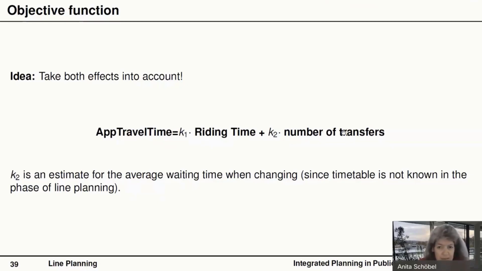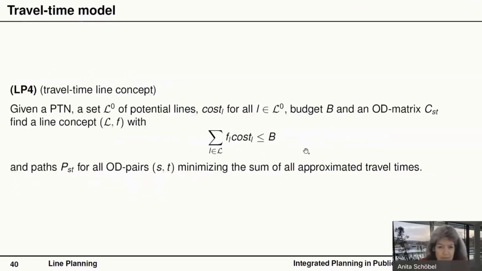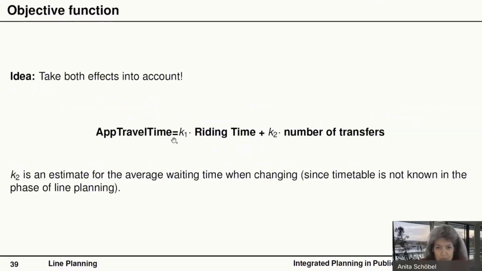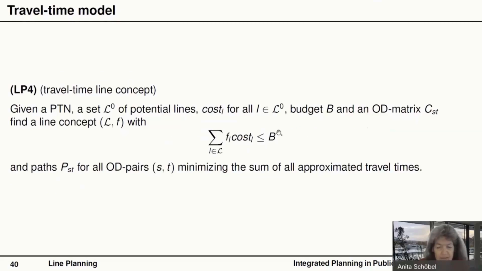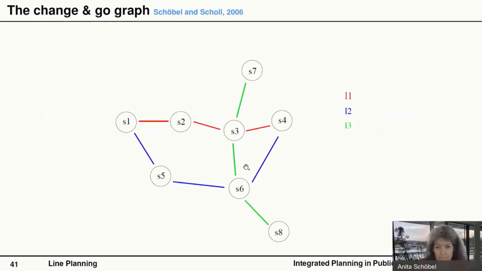If we have a large weight K2 and a small weight K1, then we would minimize the transfers. And this is then the so-called travel time model, where we look for a line concept that minimizes the sum of these approximated travel times, with a constraint that makes sure that the costs are not too high. Now, this can also be modeled, but this is maybe too long because Alex wants to continue. This model is a bit harder to compute because we have variables for every OD pair.